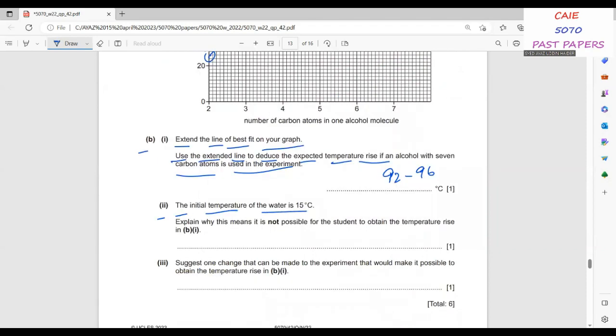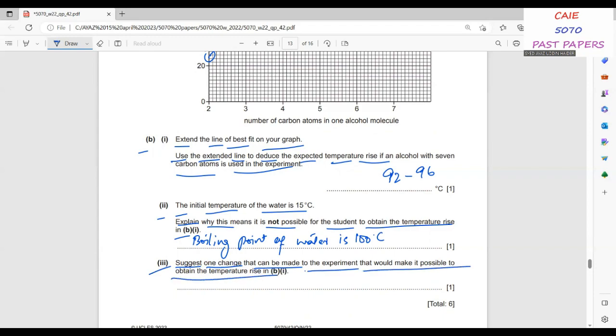The initial temperature of the water is 15 degrees centigrade. Explain why this means it is not possible for the student to obtain the temperature rise in B1. Because the boiling point of water is 100 degrees centigrade, so the final temperature will be above 100 degrees centigrade. So it's not possible for the student to obtain the temperature rise. Number three, suggest one change that can be made to the experiment that would make it possible to obtain the temperature rise in B1. Use ice, or water below 4 degrees centigrade.